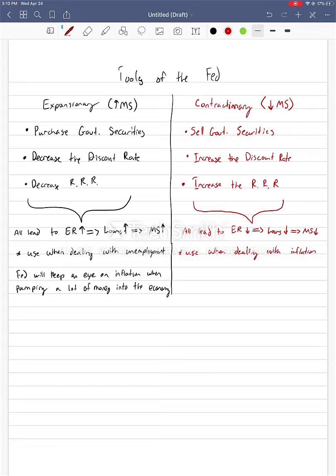Now, anytime you're employing a lot of contractionary monetary policy, you have to keep an eye on unemployment when taking money out of the economy. So it's always a balancing act, trying to balance low unemployment and also low inflation.